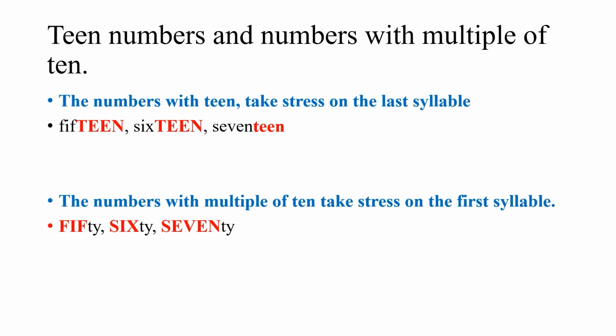Another rule that can tell us about the predictability of word stress is teen numbers and numbers with multiple of 10. The numbers with teen take stress on the last syllable, like 15, 16, 17. But the numbers with multiple of 10 take stress on the first syllable, like 50, 60, 70.